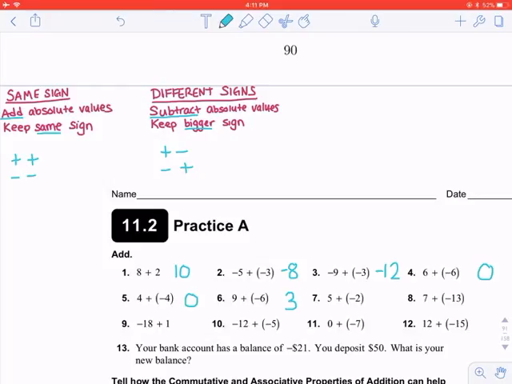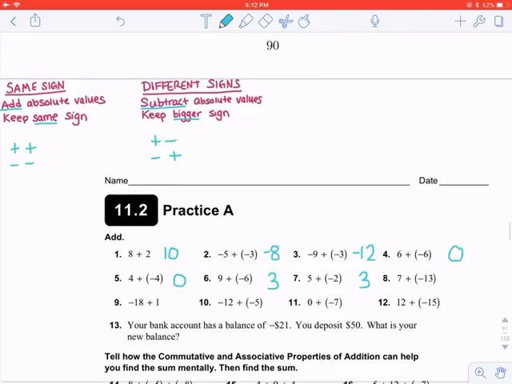All right, hopefully you've tried number 7. 7 has 2 numbers with different signs, so we subtract. We're going to think about them both like positive numbers for a moment because that's their absolute value. 5 minus 2 is 3. Step 2 is to keep the sign of the bigger number. 5 is bigger than 2, and 5 is positive, so the answer is 3.